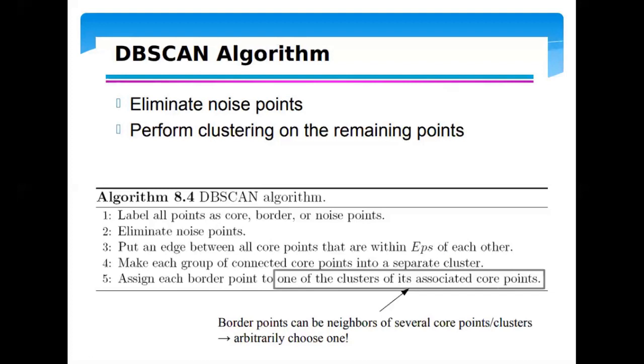After forming a cluster, we find out which is the core point, and next we find out which is the border point. The last step is to assign each border point to one of the clusters of its associated core point. As we have seen in the definition, a border point is not a core point, but it is nearer to the core point, so it will be considered a border point. Border points can be neighbors of several core points or clusters, so arbitrarily choose one. So this is the algorithm of DBSCAN.